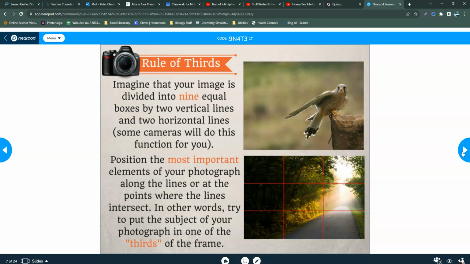So in other words, try to put the subject of your photograph in one of the thirds of the frame. So you have the left, middle, right, you have the top third, middle third, bottom third. So our goal really is for the subject of our picture to be in one of those areas. So in this picture with the bird, it's in the right third and it's more towards the top third as well. So hitting the intersection of those is ideal. So we're trying to avoid putting our subject right in the center of the picture. In the bottom picture, the road actually is the subject of this picture, and it's mostly in the right third of the picture.